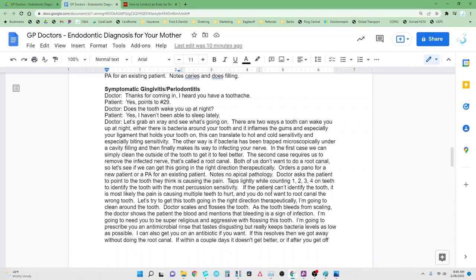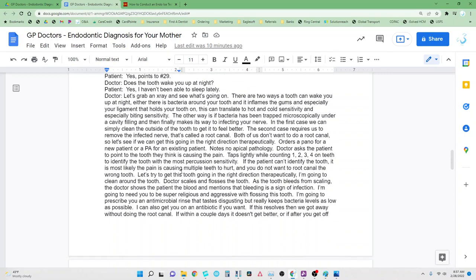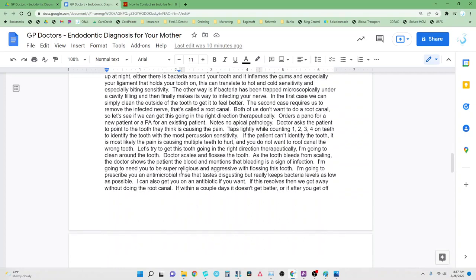So if the patient can't identify the tooth, it's most likely the pain is causing multiple teeth to hurt and you don't want to do a root canal on the wrong tooth. So what I'll say is let's try to get this tooth going in the right direction therapeutically. I'm going to clean around the tooth, okay? If it's coming from the outside of the tooth, I'll clean up around the tooth. I'm going to probably get you on a prescription rinse, okay? And I'm going to let you use that for a day or two.